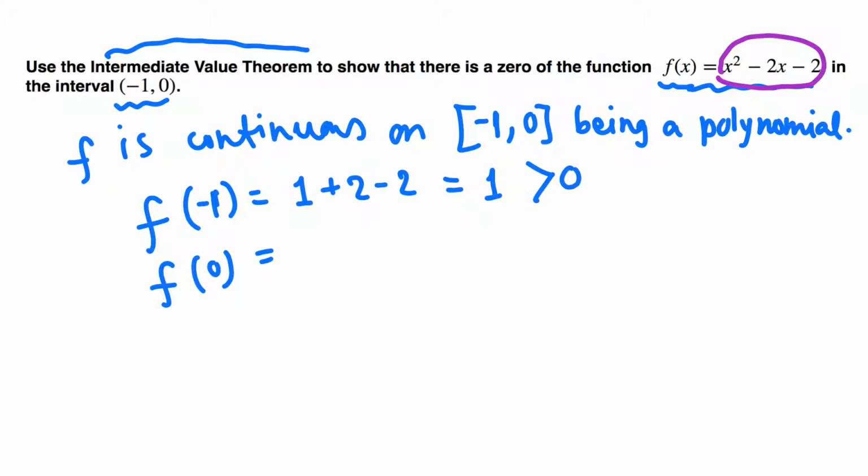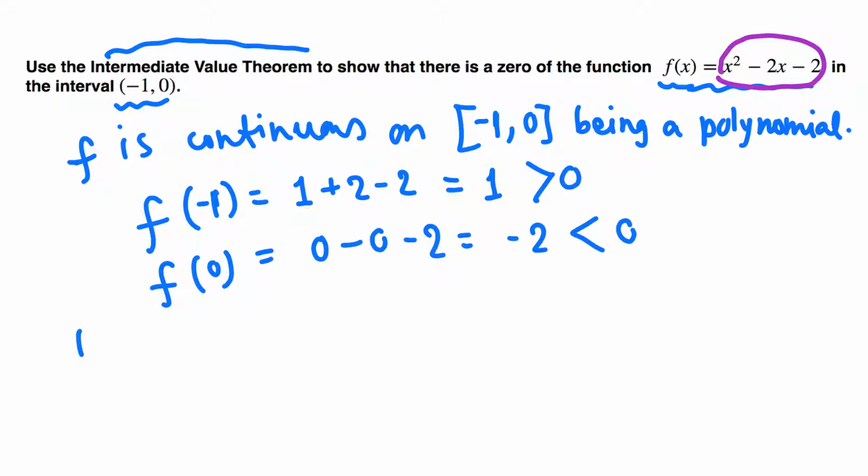How about f(0)? Again, plug in there and we get 0 minus 0 minus 2, which is -2. That's less than 0. So this value is below the x-axis. And since the function is continuous, that means it passes through the x-axis. That means f has a zero in this interval.